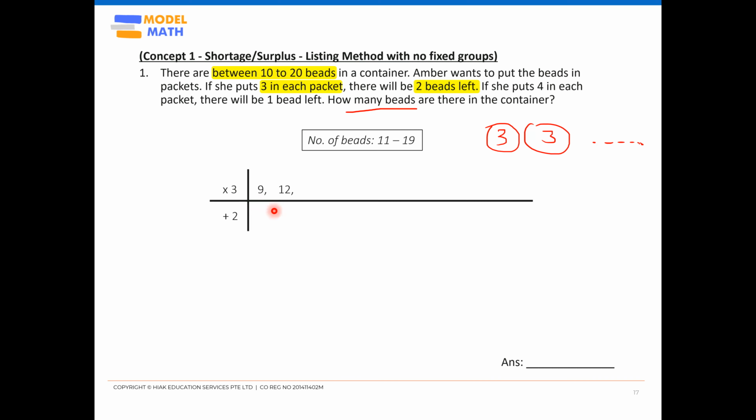Let's go on to list down 9, 12, 15. Now, how do you know where to stop? You can just list down a few first, because otherwise it will never end. Just list down a few. Later we will see if there is anything in common.